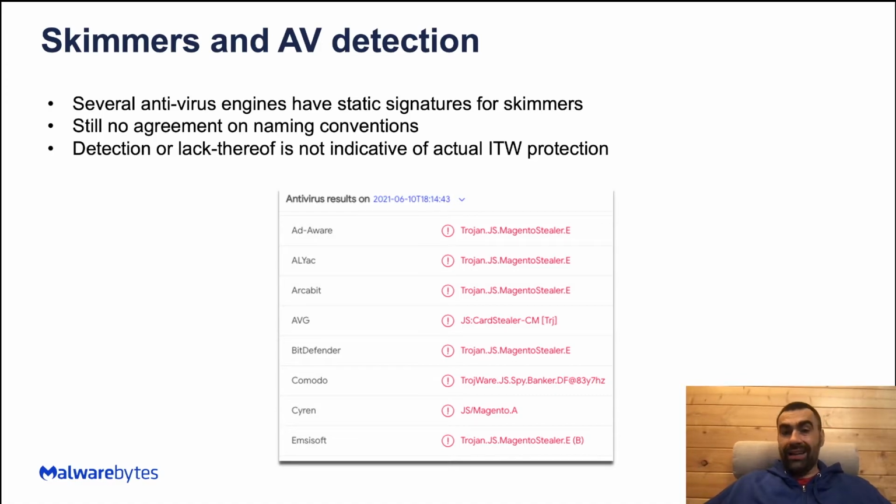And detection or lack of detection from AV products, especially on VirusTotal, does not mean actual protection in the wild. In fact, most products out there, especially when it comes to skimmers, have dynamic behavioral detection mechanisms, so not looking at a static file, but in the context of the user inputting data and data trying to be exfiltrated. So just a reminder that there are a lot of products out there that offer web protection, whether through browser extensions or just monitoring web traffic, that can also protect from web skimmers.